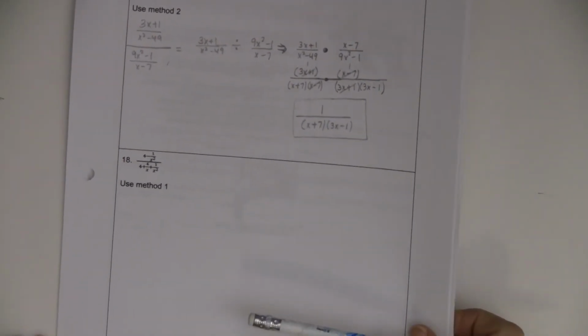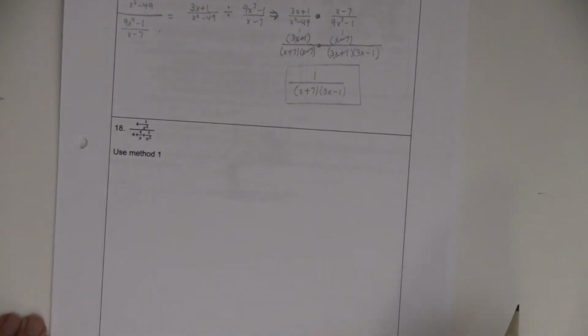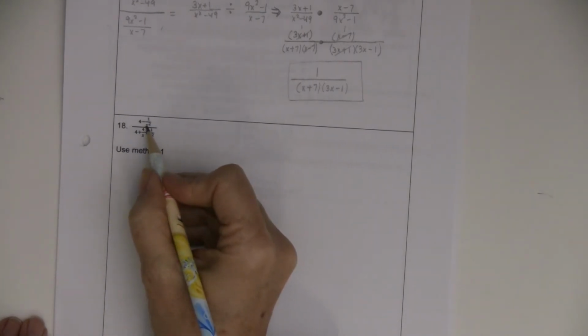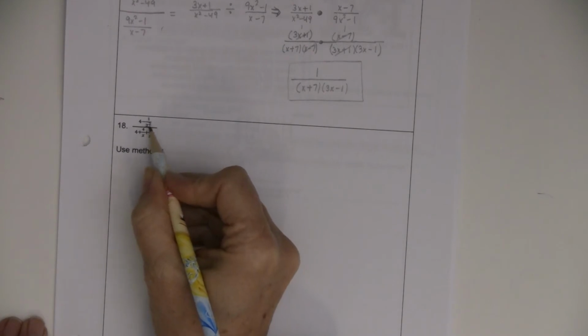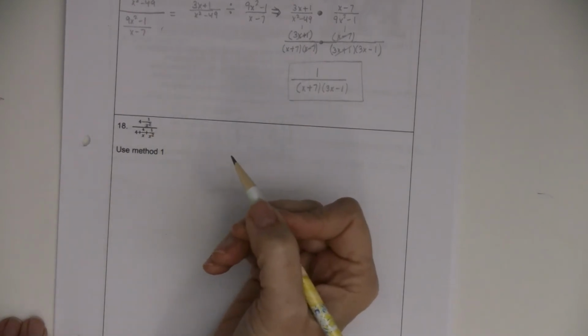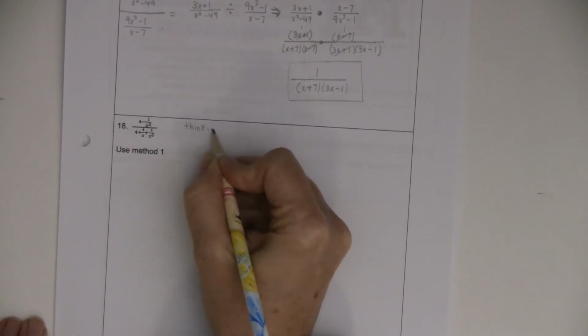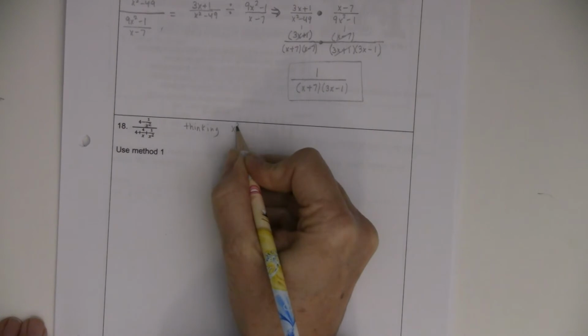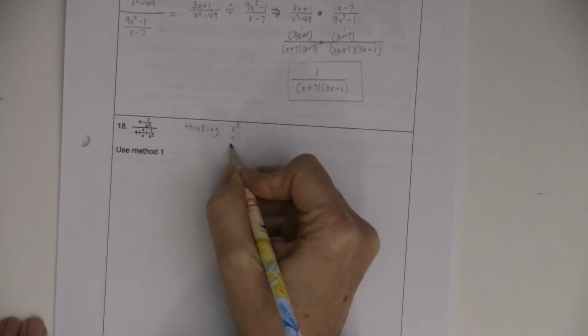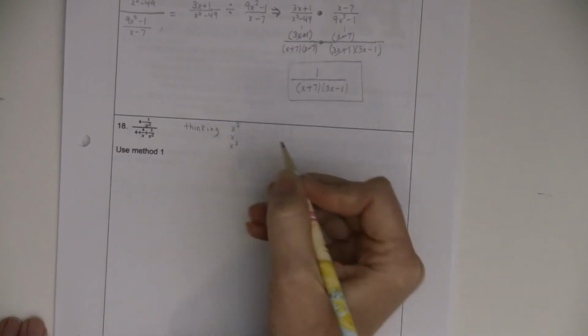So we have this problem 18, and we're going to try method 1, which means we're going to look at and get a common denominator. We have a denominator of x squared down here. So I'm trying to figure out what the common denominator would be. So I'm thinking about those denominators. I have a denominator of x squared, I have a denominator of x, and I have another denominator of x squared.